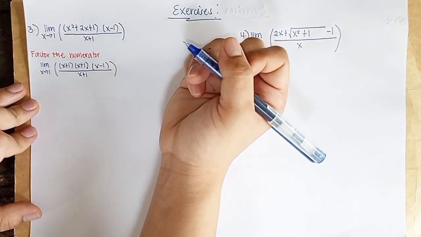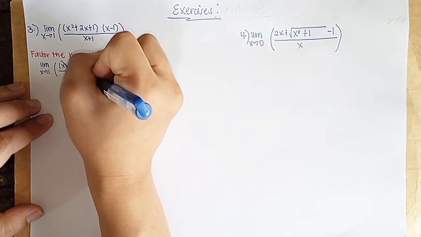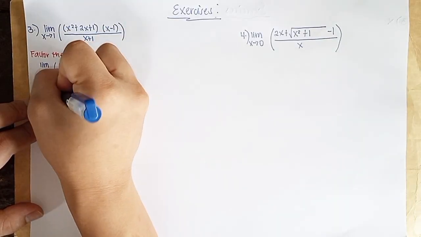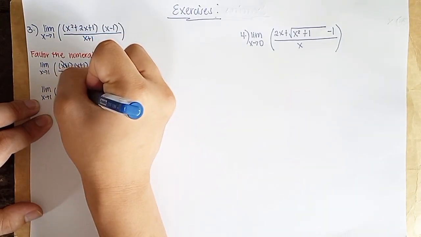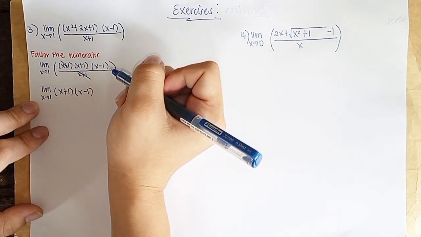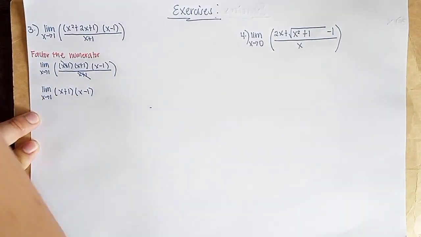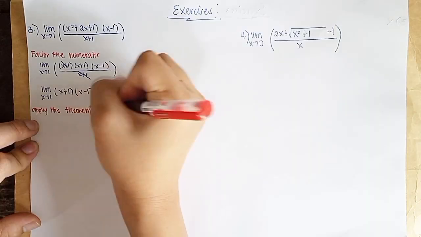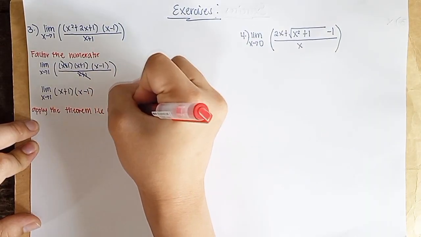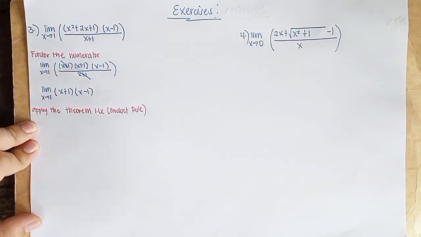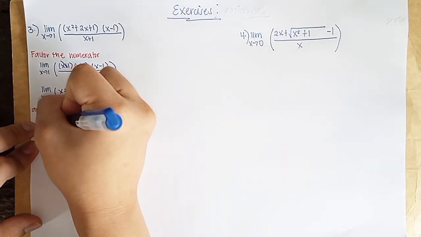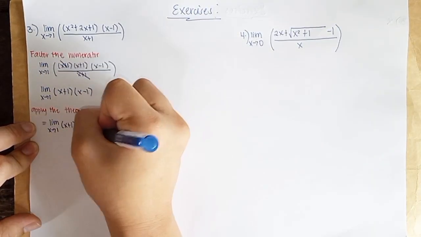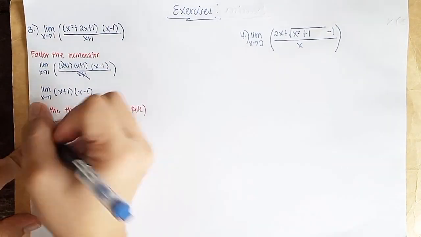So our limit becomes the limit as x approaches 1 of (x + 1) squared times (x - 1) over (x + 1). Since we can cancel out the x + 1 in the numerator and denominator, the remaining function expression is the limit as x approaches 1 of (x + 1)(x - 1). Now let's apply theorem 1.6, which is the product rule.